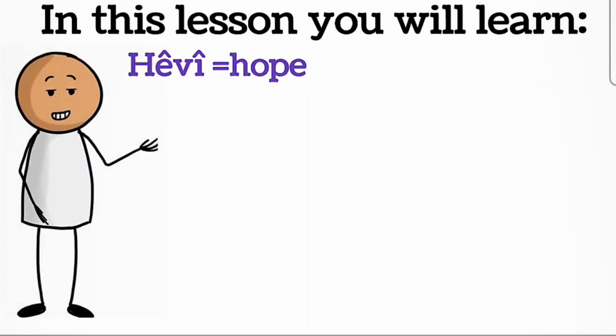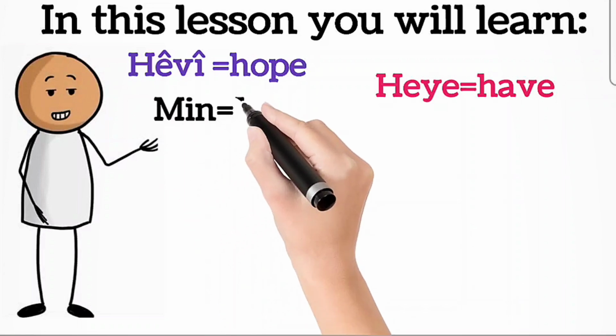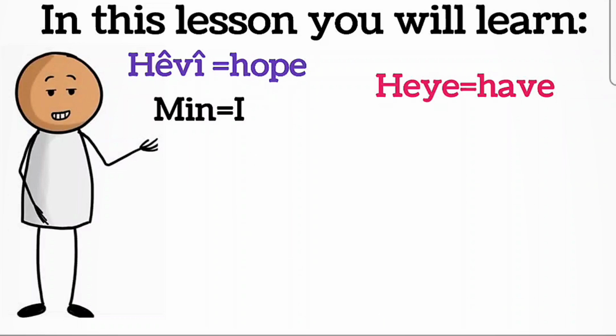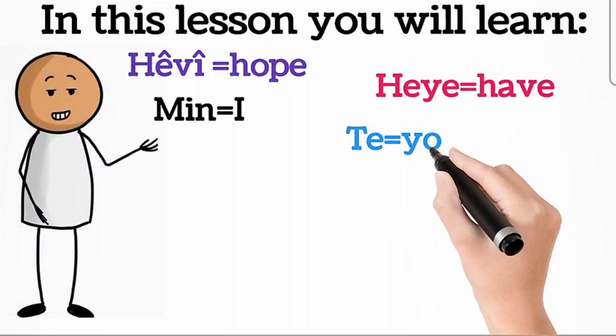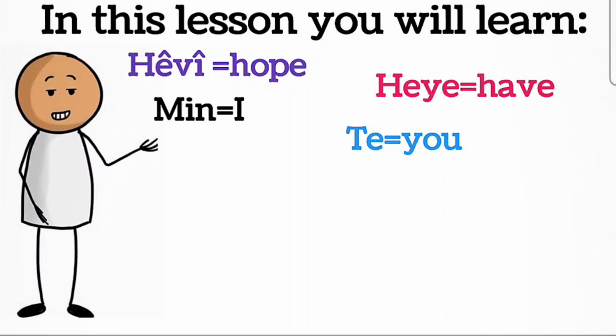For example, in Kurdish, heavy. In English, that means hope. In Kurdish, haya. In English, have. In Kurdish, min. In English, I. In Kurdish, te. In English, you.